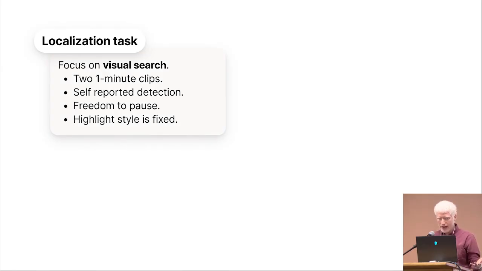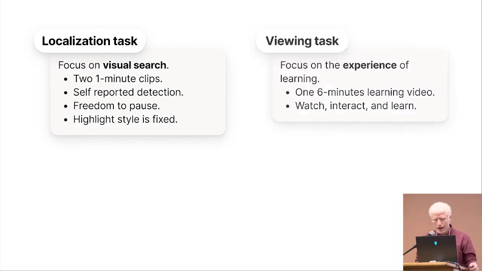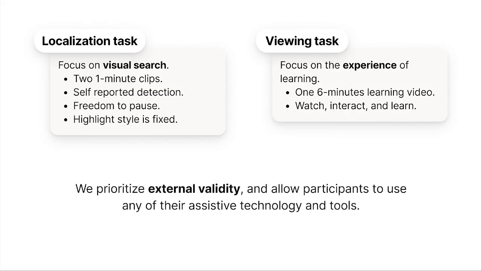And we had 2 main tasks. The first is a localization task, which allows us to focus on the visual search problem specifically. And the second task is a viewing task, which allows us to explore the experience of learning with VeasyGuide. So in this work, we prioritize external validity. So we allow participants to use any of their assistive tools, such as magnifiers, screen readers, etc.